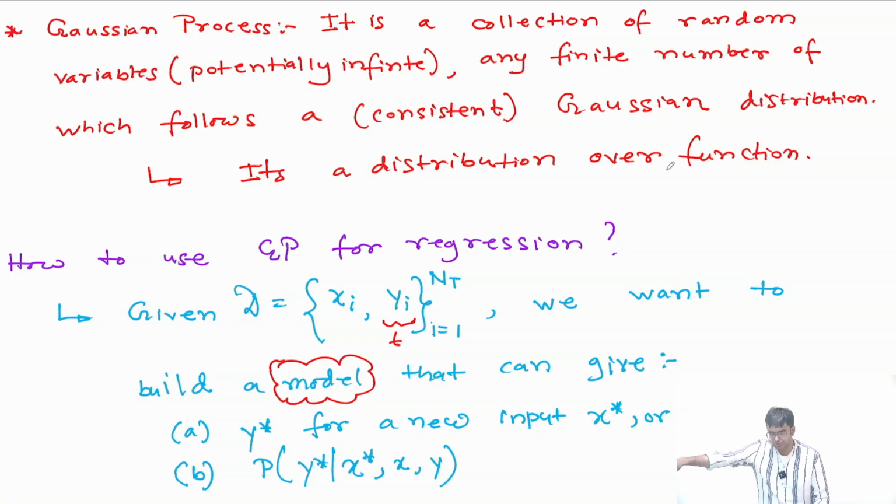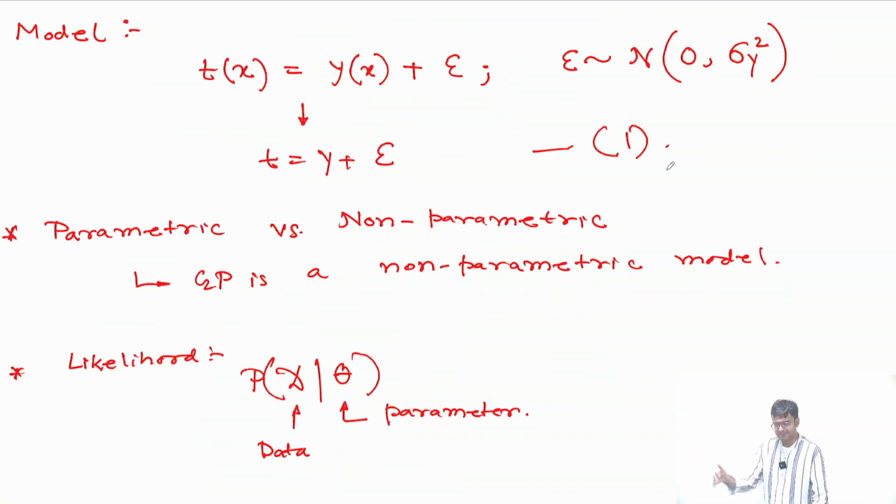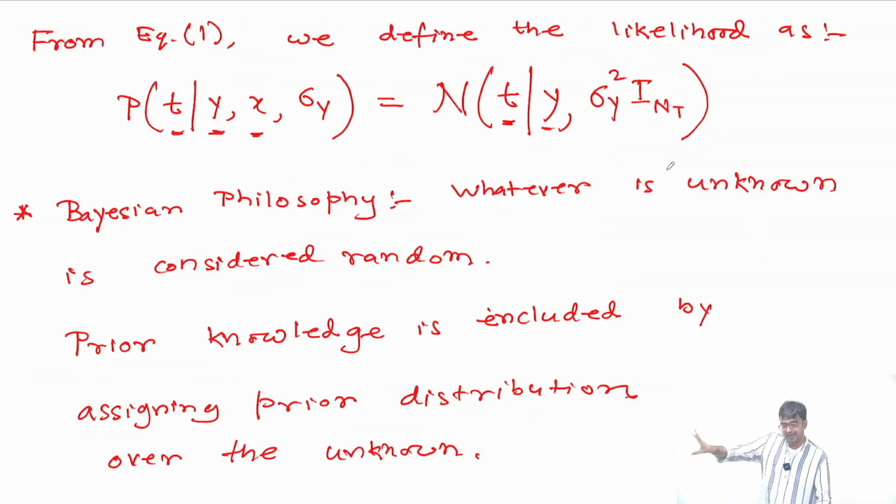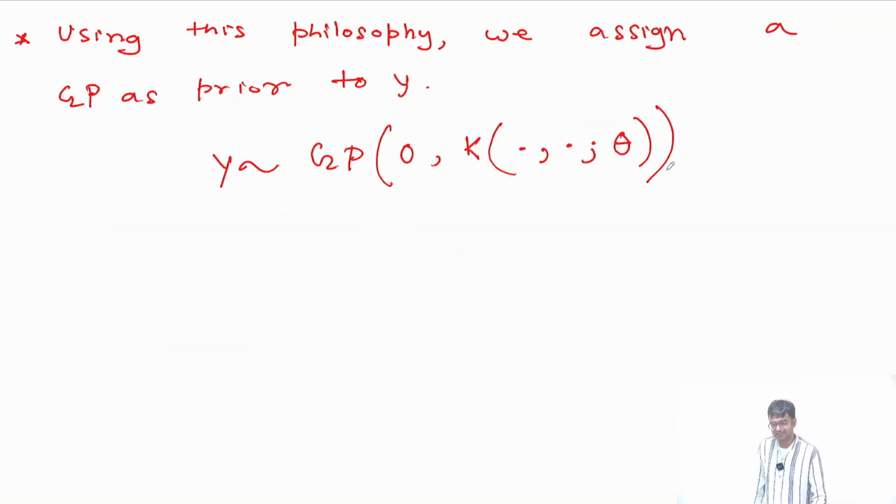This will also be a GP, but it will not have zero mean. Even if you start from zero mean, this will have a non-zero mean. So it will learn. And this we will see next lecture. But I am starting from the prior. Prior is zero mean. That does not mean my posterior predictive will have a zero mean. It will have some non-zero mean.